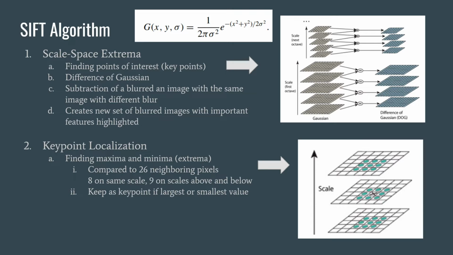To do this, the extrema between the resulting difference of Gaussian images are found. This is done by comparing a single point on one image with its neighbors on the same scale, but also by comparing this point to the neighbors on the scale above and below. From here, only the extrema are kept as key points, and these key points are in turn scale invariant.